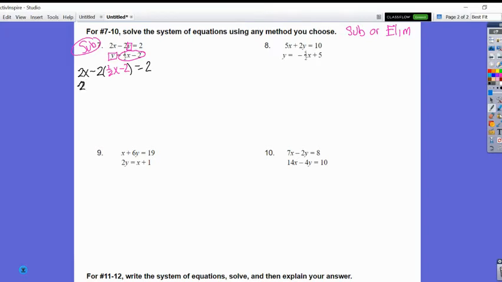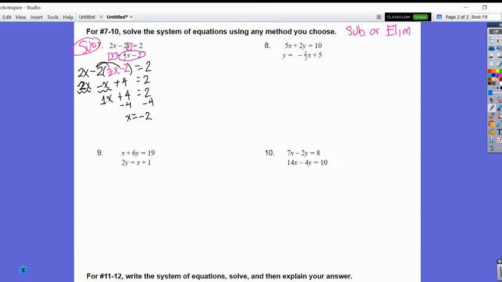Keep my 2x exactly as it is. Take that negative 2 times 1/2, that's negative x. Negative 2 times negative 2 is positive 4. This equals 2. We're going to combine some like terms. 2x minus x makes 1x. You can write the 1 or leave it invisible. Keep the plus 4, bring down the equals 2. Subtract that 4 from both sides. So now we see that x is equal to a negative 2.